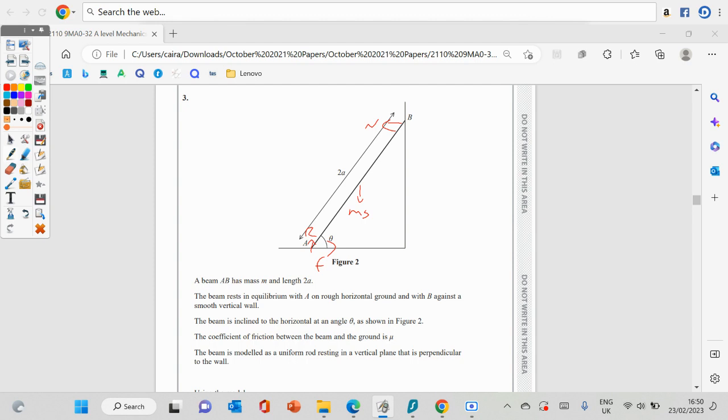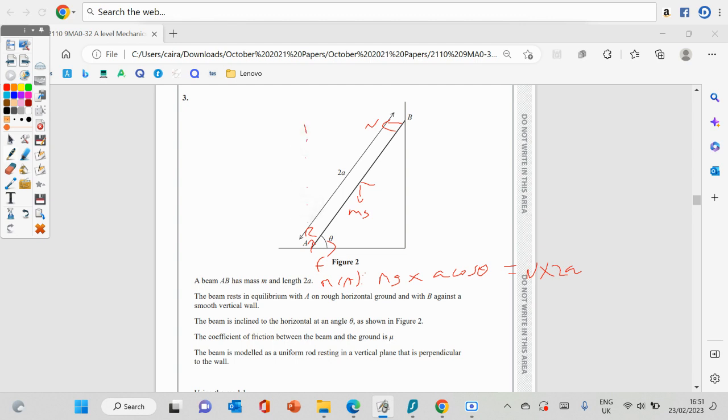So it wants me to show that for mu, so it makes sense to take moments. I'm going to take moments about the bottom of the floor, i.e. taking moments about A. So I'm going to do the weight, the mg, multiplied by the length of a, but we want cosine of the angle. You could have also done that by resolving this as mg cos theta times the length. That's also fine for moments. It's got to be equal to the normal reaction multiplied by the length 2a.